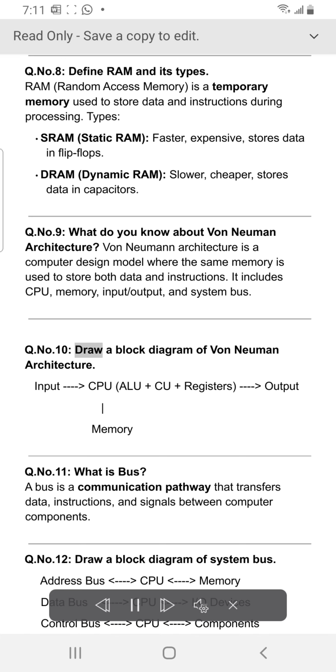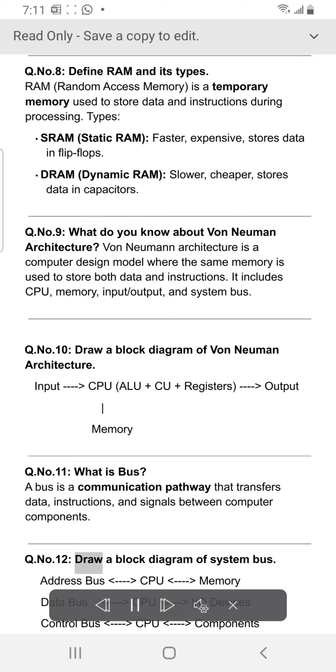Number 10. Draw a block diagram of von Neumann architecture. Input, CPU, ALU plus CU plus registers, output. Number 11. What is bus? A bus is a communication pathway that transfers data, instructions, and signals between computer components.